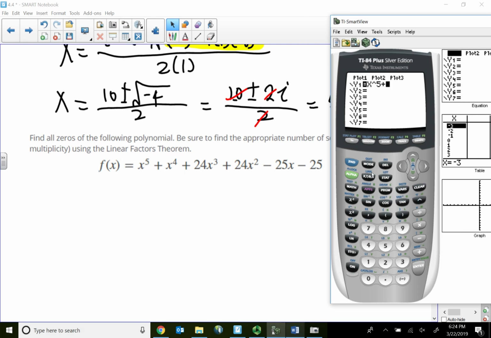And let's see what's going on here. x to the 4th plus 24x to the 3rd plus 24x squared minus 25x minus 25. All right, 5th power. Ooh, what's going on right here? All right, let's look. Negative 1 and 1 so far.